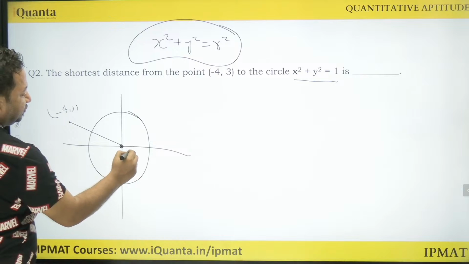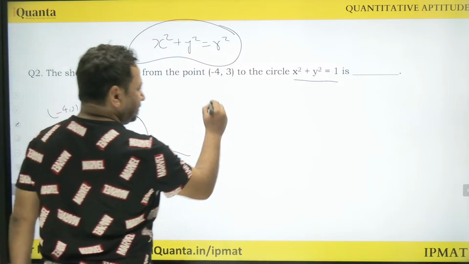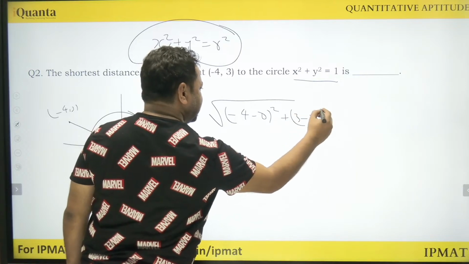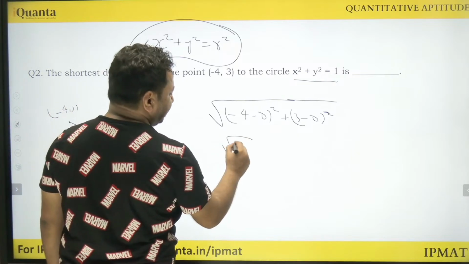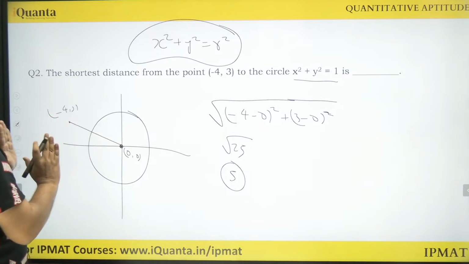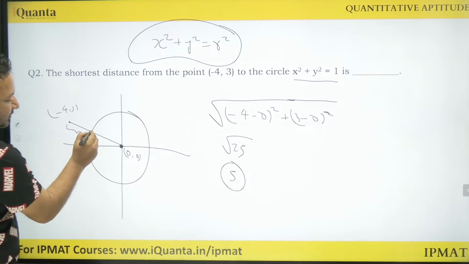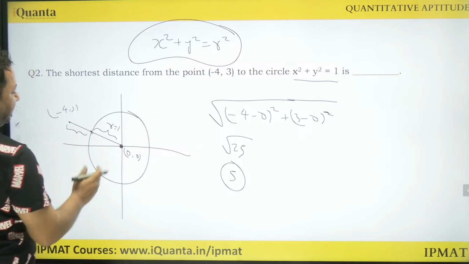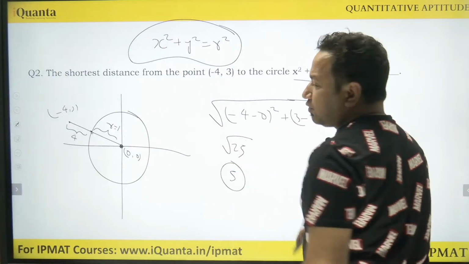This is the origin, (0, 0). If I need to find the distance between this point and the origin, it will be (-4 - 0)² + (3 - 0)² by the distance formula. If you calculate it, 16 plus 9 is 25, root 25. That means 5 is this distance. But we need to find the distance of the point from the circle, not from the origin. We need to find this distance. As we can see, this is the radius, which is equal to 1, and this whole is 5, so this will be nothing but 4. The answer is 4.